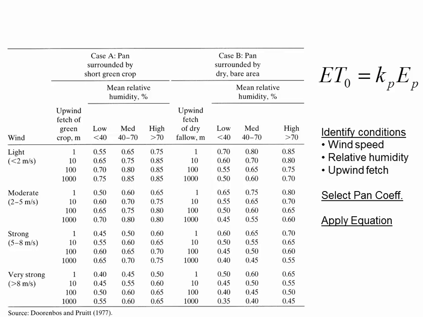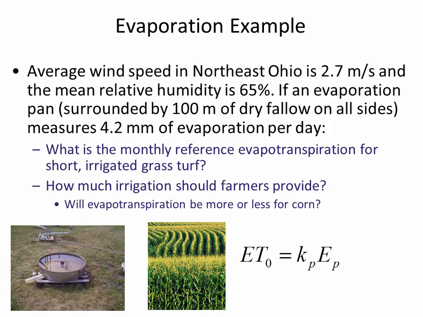But in this case, we're estimating that the Earth and the plants are going to be losing 2.52 millimeters per day. And so on a monthly basis, which is what this problem asks about, what's the monthly reference evapotranspiration for a short irrigated grass turf? So if we multiply this by 30, 75.6 millimeters is how much evaporation we're going to observe per month.